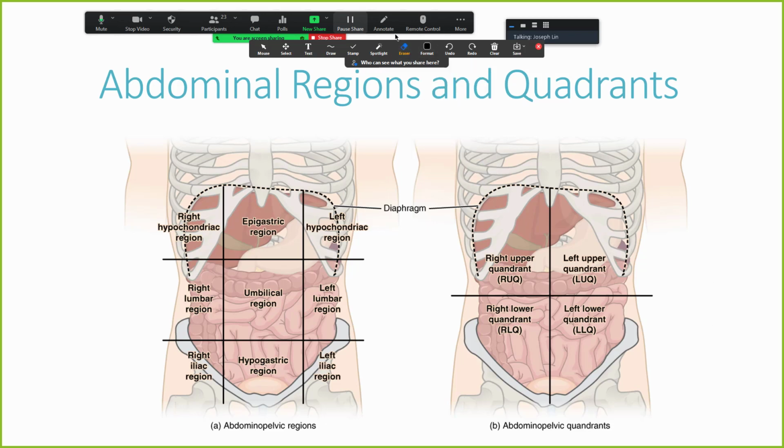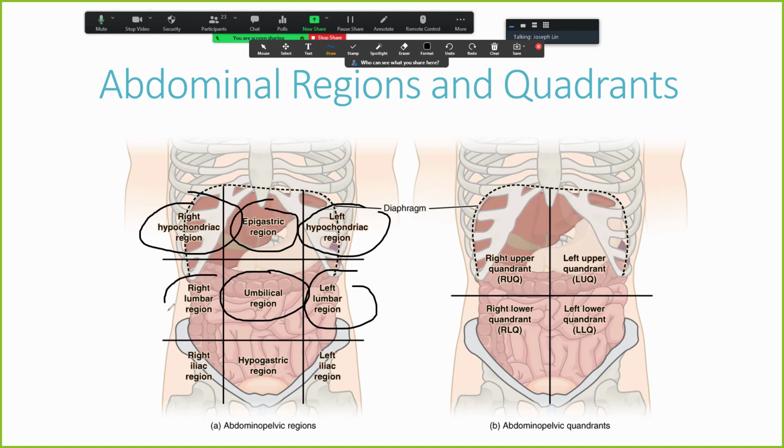They're both valid in terms of the healthcare field. And the regions, we have 9 regions. The upper right hypochondriac, upper left hypochondriac, epigastric, this is going to be your stomach region, umbilical region, left lumbar, right lumbar, right? So that's referring to the lumbar of the vertebrae of the backbone. And then we have the hypogastric below it, or underneath your stomach and towards the upper part of the bladder. And then we have the left and right iliac.